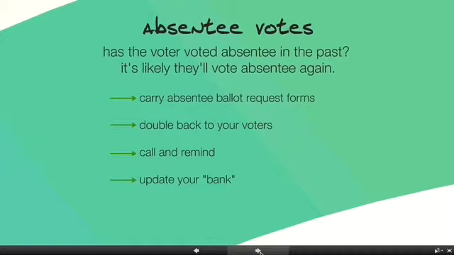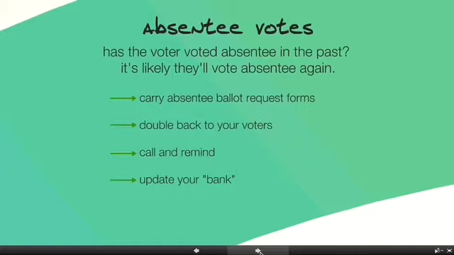So absentee votes here, has the voter voted in the past? There are clues. I mean, if you're doing your data and your research, you'll want to see what are people's traditional voting patterns. In most states, most districts track when people vote absentee ballot. So, again, that's useful information. Your volunteers who are going out there, you'll want them to carry absentee ballot request forms. You'll want to call your supporters, ask them if they want an absentee ballot request form.